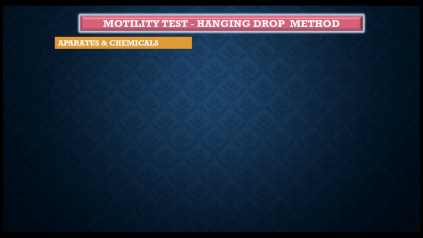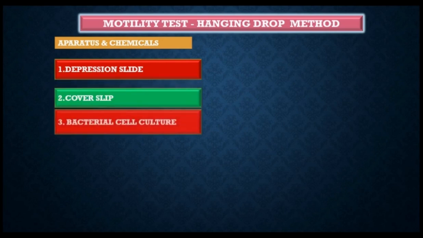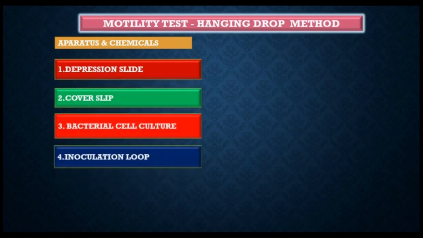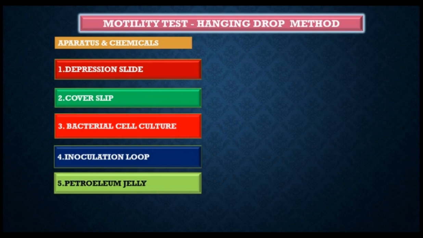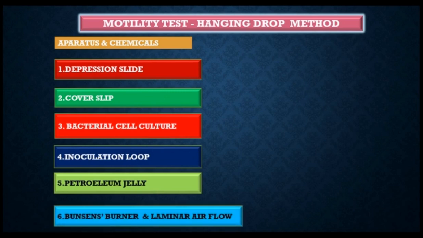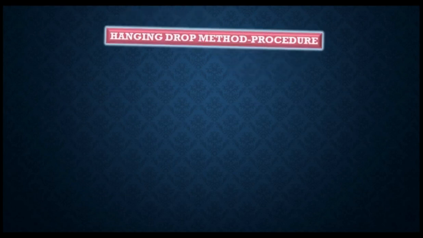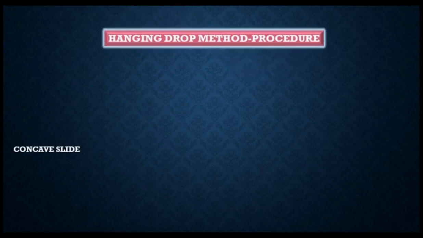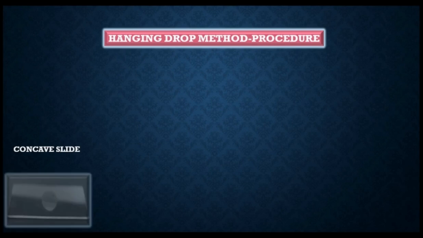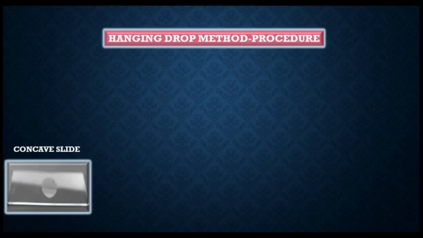Coming to the hanging drop method, the apparatus and chemicals needed are: depression slide, cover slip, bacterial cell culture, inoculation loop, petroleum jelly, Bunsen burner and laminar flow. Let us see the procedure of this method. Take a concave slide. Observe the concavity in the middle of the slide. And now we take a cover slip.